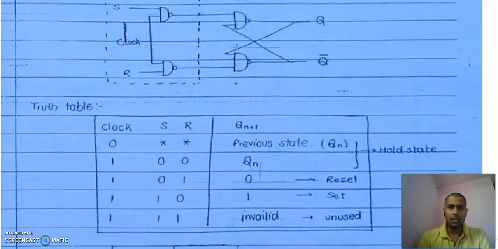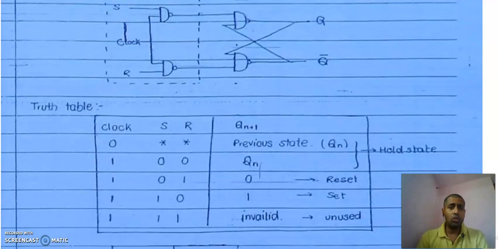After that, the first NAND gate is already discussed. When it is 1 1, we will get the previous state, that is Qn. Here, don't confuse Qn plus 1. Qn plus 1 is just the next state. If Qn is happening now, then Qn plus 1 is happening in the next step. So Qn plus 1 is the next step, and the previous state is represented by Qn.